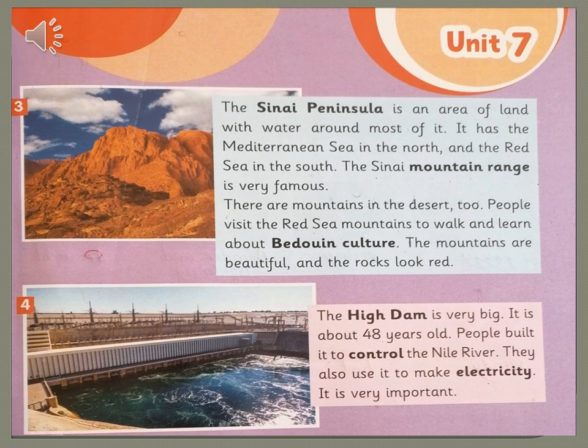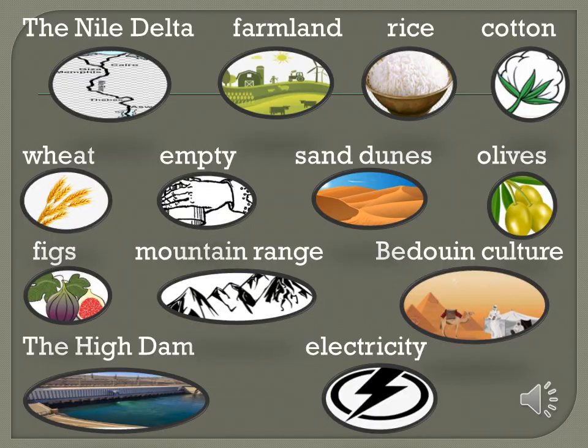So the fourth place is the High Dam. How old is it? It's about 48 years old. We built it to control the river Nile and also to make electricity. So it's very important. Now repeat after me.